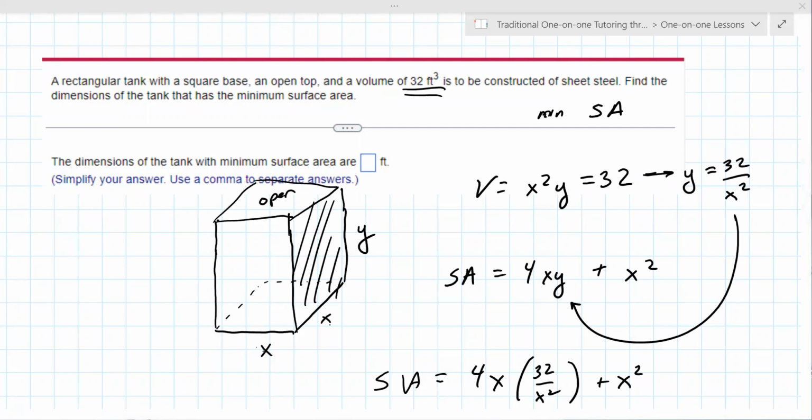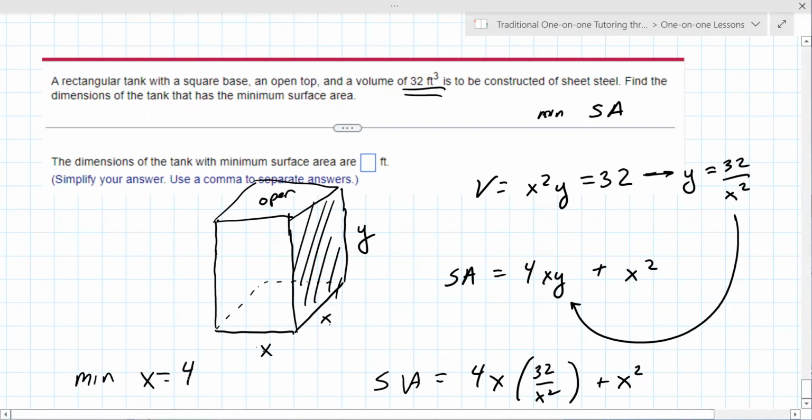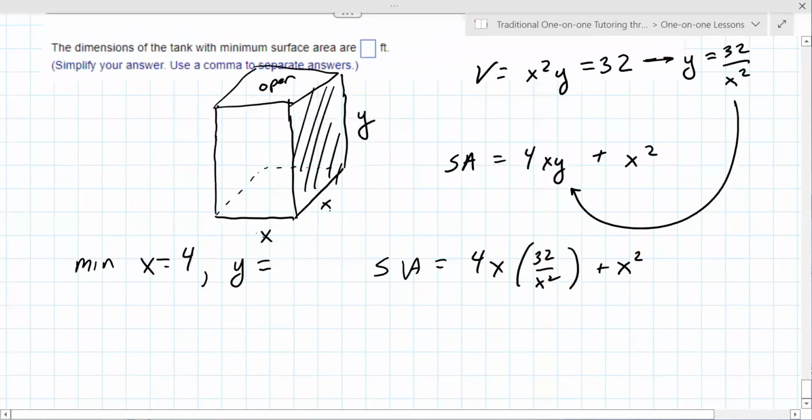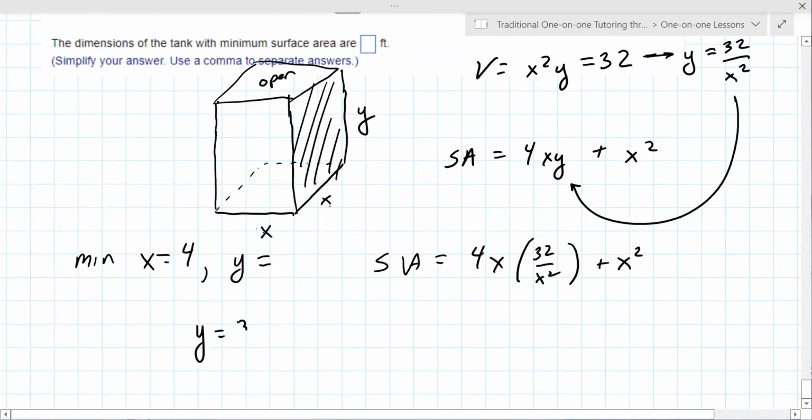What's nice with the graph is you don't have to actually simplify. I'm typing in 4x times 32 over x squared plus x squared, and it handles all the things that I might care about. So the minimum occurs when x equals 4, but we need the y value. You get the y value from plugging it back into the volume equation. The volume equation says y equals 32 over x squared. When x is 4, it's 32 over 4 squared, which is 16. So y ends up being 2. So I believe you can just write 4 comma 2.